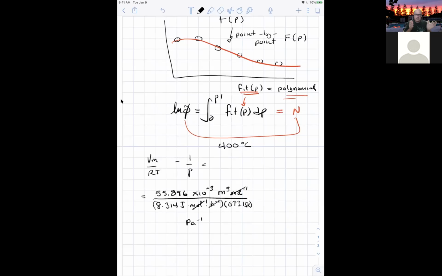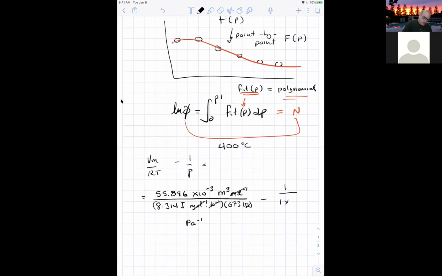The 1 over P is 1, but the trouble is this is 1. If you go up here, this is 1 times 10 to the 5 pascals. So in other words, this is going to be minus 10 to the minus 5th pascals minus 1. That's what that subtraction is. So now we can do all the other multiplication. And don't forget about this 10 to the minus 3.